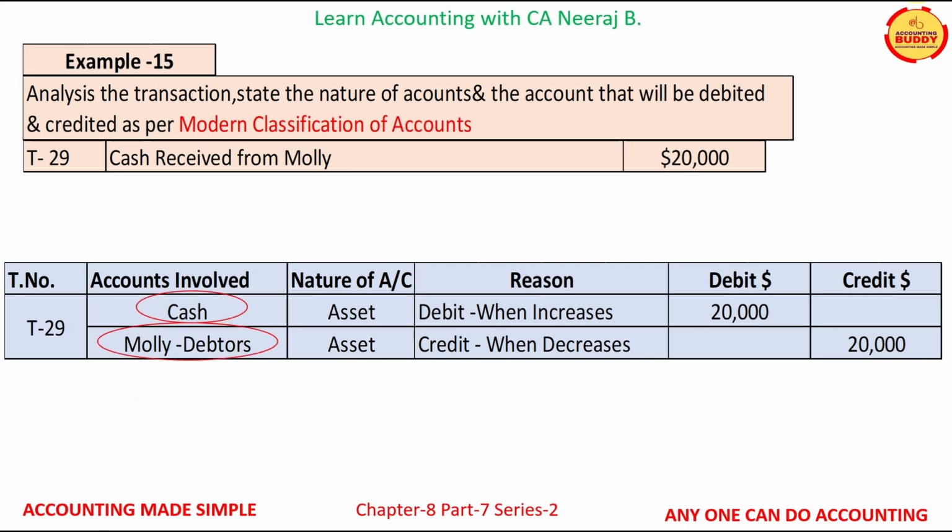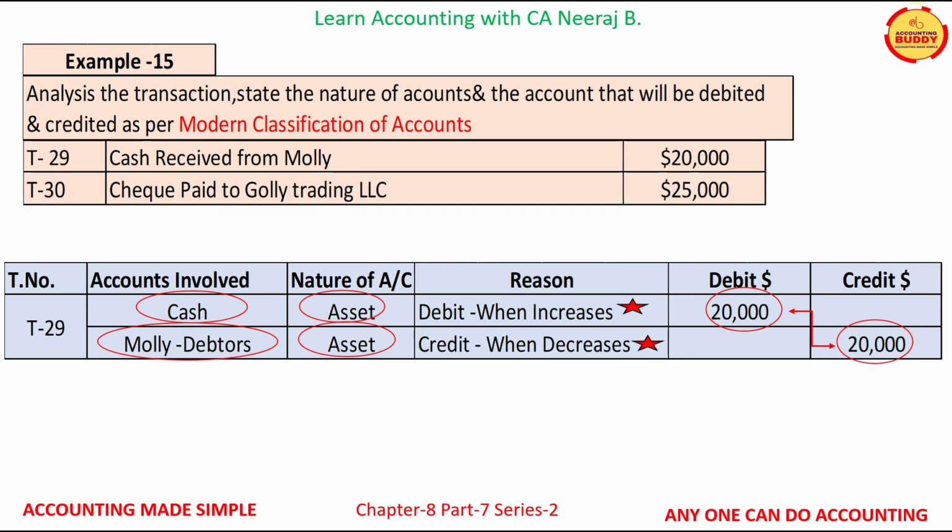Both cash and Molly's debtor account are asset accounts under modern classification of accounts. The rule of debit and credit for asset account is debit when the asset increases and credit when the asset decreases. Therefore, this transaction is recorded for $20,000 by debiting cash account and crediting Molly's debtor account.